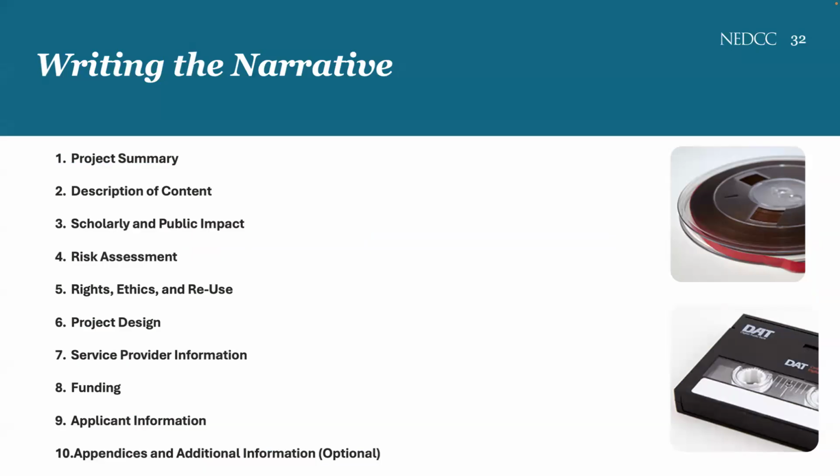Okay, so we've made it through the information gathering stage, which is great. And now we're ready to put that information into the narrative. I took these 10 sections directly from the Recordings at Risk application template. Some of the others might have slightly different sections or have them in a different order. Just remember to follow exactly what's prescribed in the application instructions for your chosen grant.